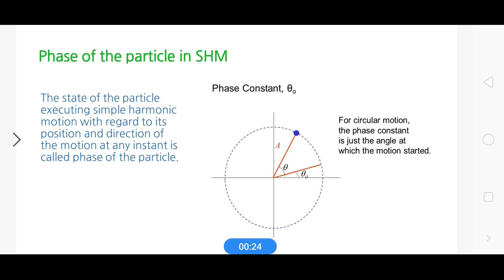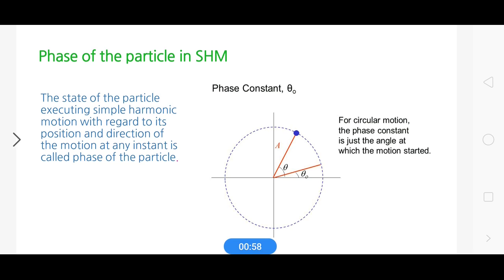The phase of the particle is nothing but the state of the particle executing simple harmonic motion with regard to its position and direction of the motion at any instant. Means the state of the particle means the position. We can get the knowledge about the position and direction of the motion at any instant of time during the path of the particle, and that is nothing but the phase of the particle.